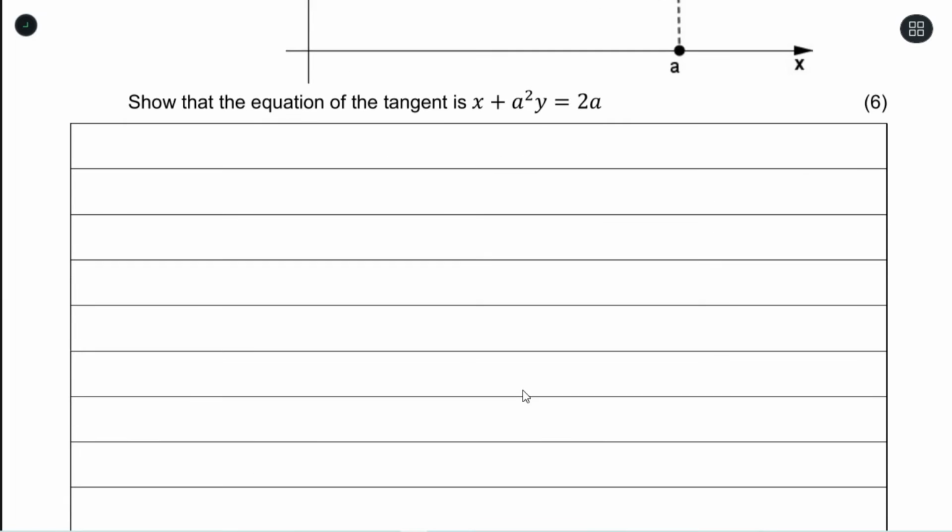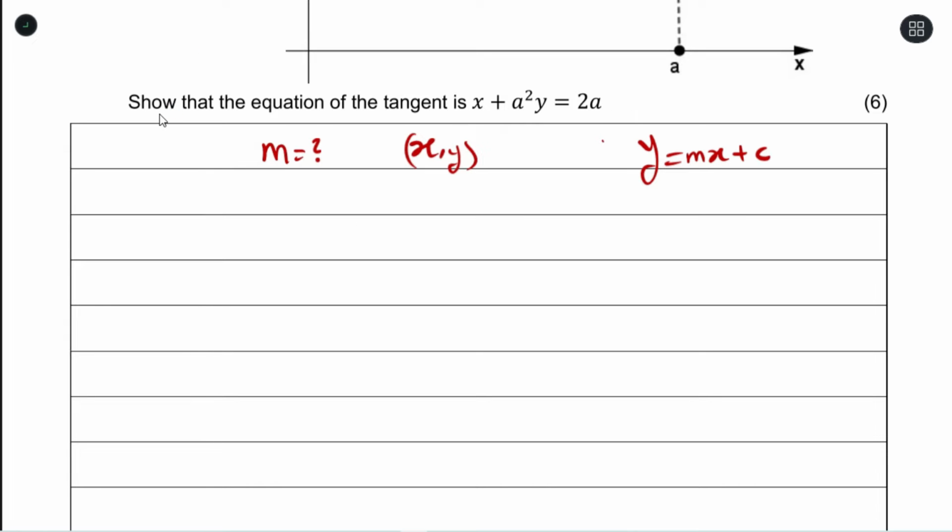Now one thing you need to understand about the equation of the tangent: a tangent is a straight line, and a straight line would always look like this. So for me to find my tangent, I would need to figure out what the gradient is. And not only do I figure out the gradient, I need to at least figure out a point. And that point is very important, okay?